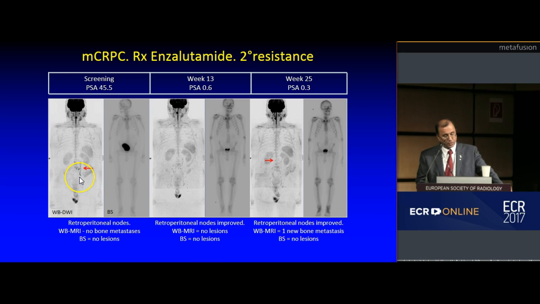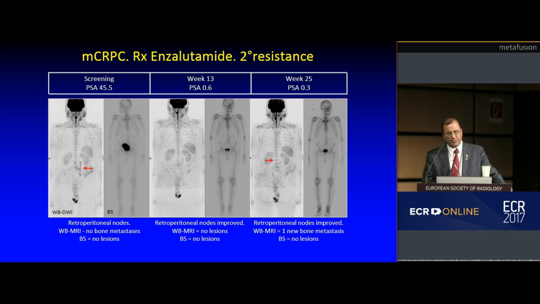After 13 weeks of treatment, enzalutamide, which of course is now licensed, you can see that there's a reduction in the signal intensity of the lymph nodes. The bone scan is normal, the PSA is suppressed. So the current tools seem to work fine. Yes, you can see how everything works quite well.